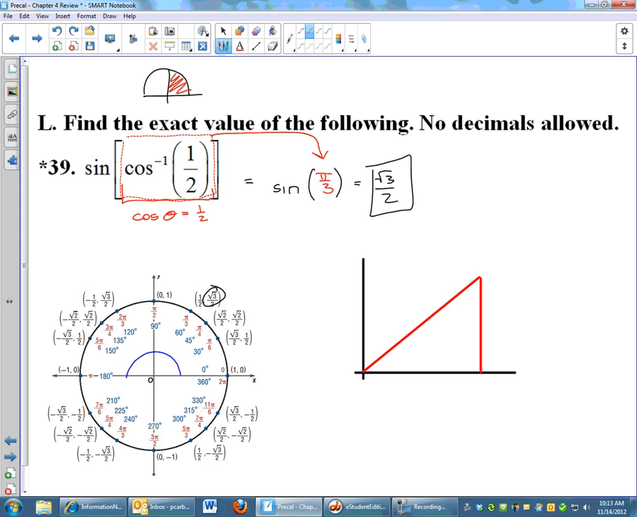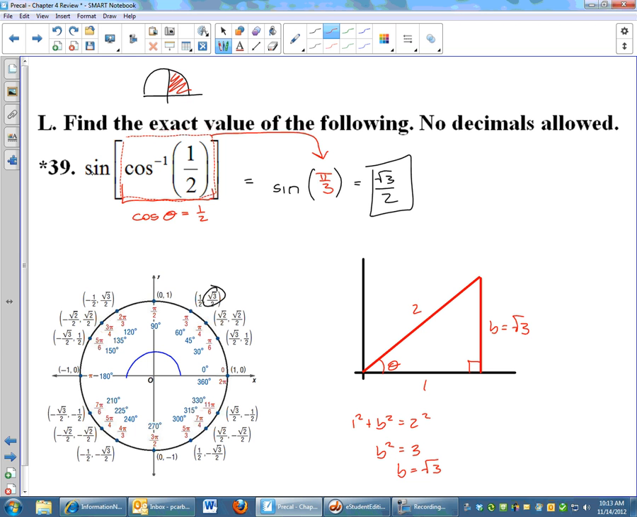Let's label this triangle. Here's my right angle. Here's my angle theta. And we know that cosine is adjacent over hypotenuse. And if I'm in the first quadrant, everything's positive. I will get the other side by doing Pythagorean theorem. 1 squared plus b squared equals 2 squared. B squared is equal to 4 minus 1, which is 3. And you get b to be the square root of 3.